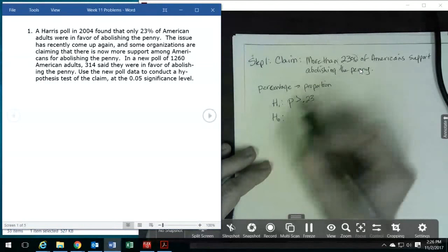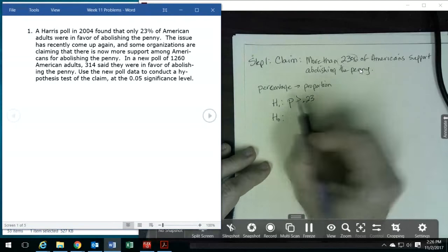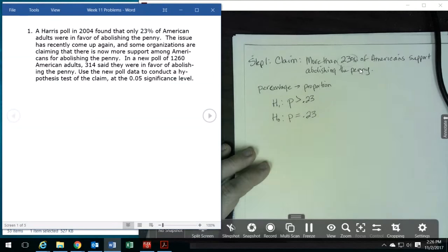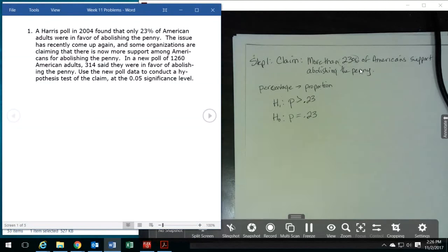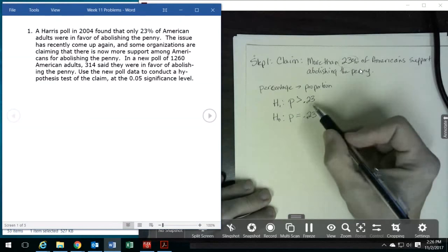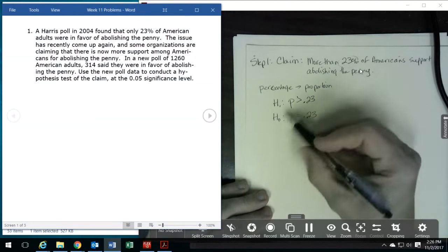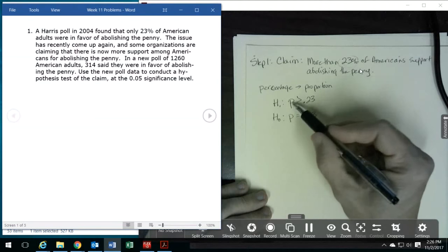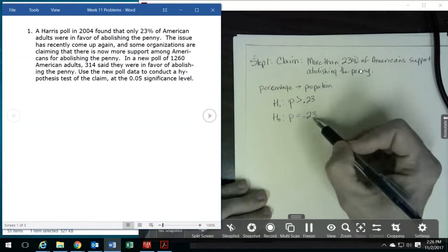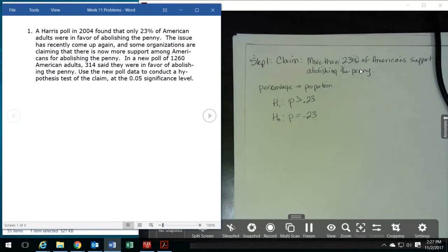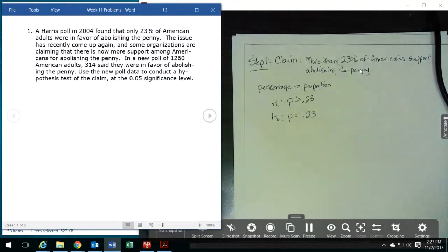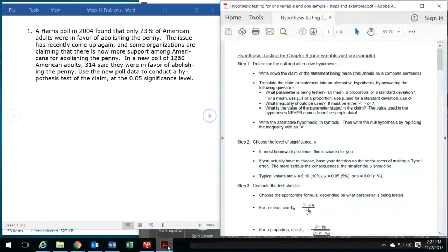To write our null hypothesis, all we have to do is replace this inequality with an equals sign. So there's our null hypothesis. Most of the time, if you're doing your homework in my stat lab, they ask for the null hypothesis first. But if you just go ahead and write this down, you can figure out the alternative hypothesis and then the null hypothesis. Okay, so that was all of step 1: coming up with the claim and then those two hypotheses.